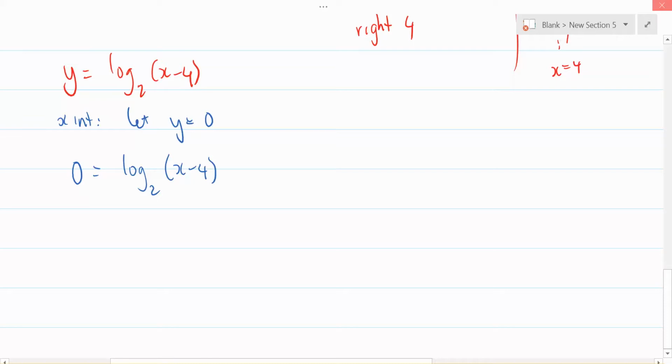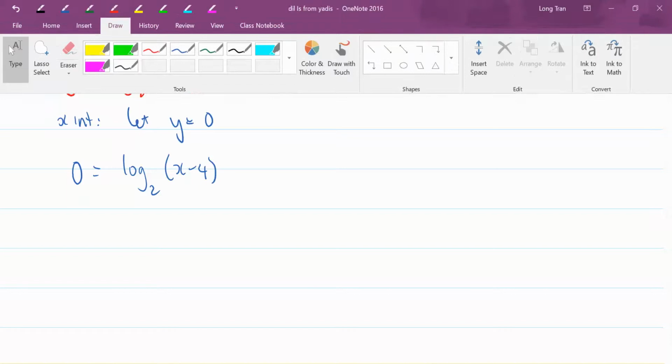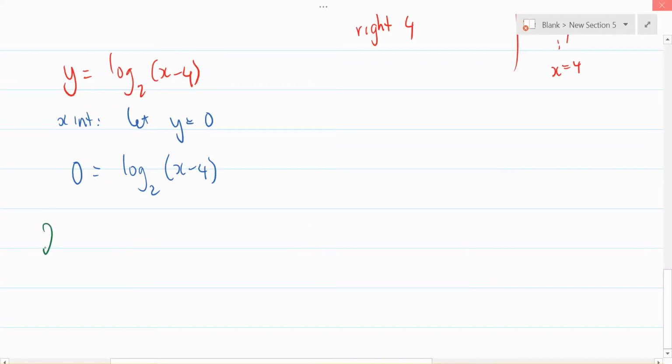In order to do that, you have to remove log base 2. Now the question is, what is the inverse or the opposite of log base 2? Exponential. Exponential base 2. So when I do it, I'm going to do it in green so you can see. On the left hand side, I do 2 to the power of 0, because it's 0 on the left hand side.